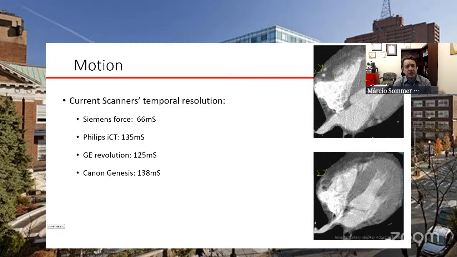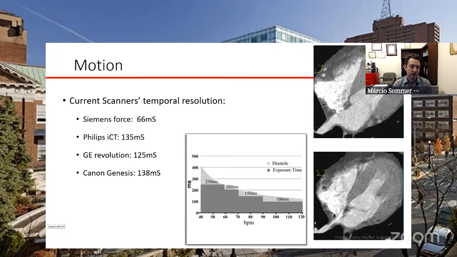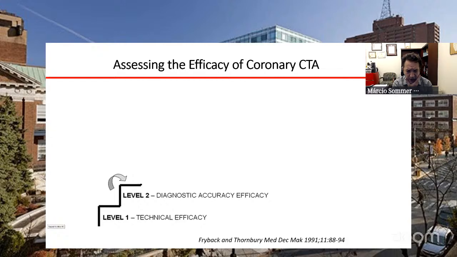With some beta blockers, almost every patient can get adequate heart rates that we can take pictures. But this was the main step that held us back versus other vascular territories up until 2005, 2006. So the more we've been improving the temporal resolution of the scanners, the more we can go to higher and higher heart rates, with fewer beta blockers and better image quality. As I said, this is the easy step, so I won't spend too much time on that.